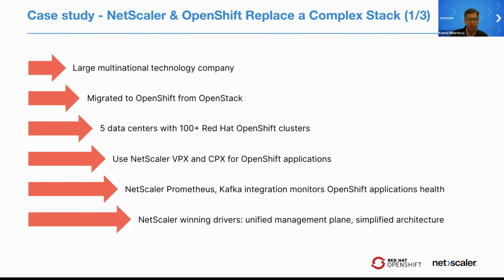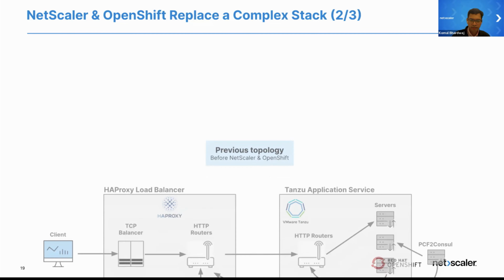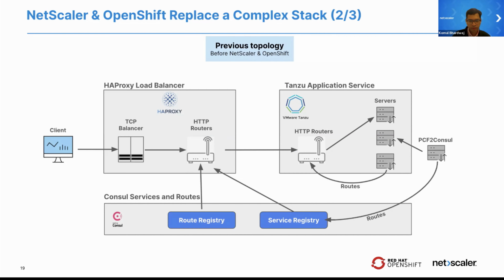Moving on, I just wanted to show you how all these things come together. We work with several customers. One of the large multinational technology companies in the US wanted to migrate from OpenStack to OpenShift, and there was a problem of real sprawl of tools and infrastructure. When NetScaler and OpenShift came together, they were able to really reap the benefits, and now their applications are going faster to production. So this is how the architecture stack looked before OpenShift and NetScaler.